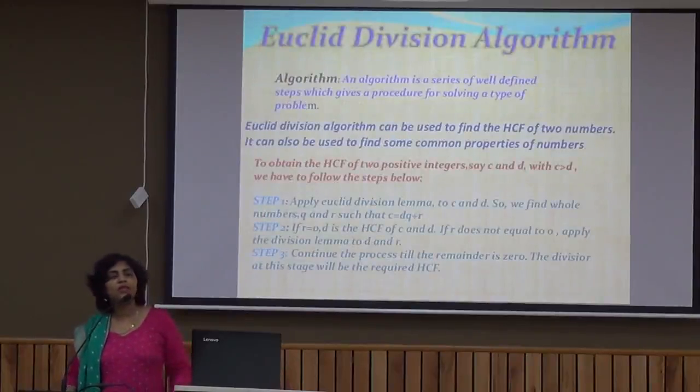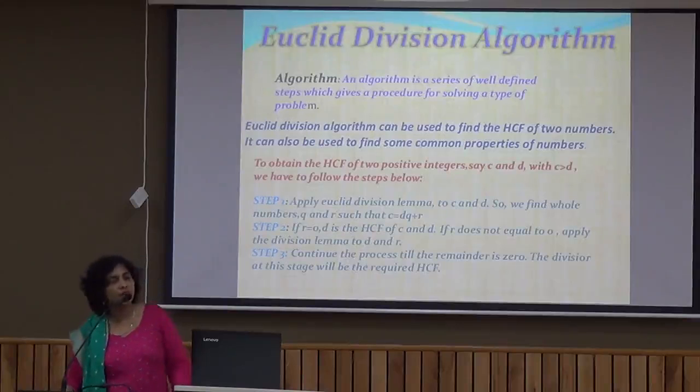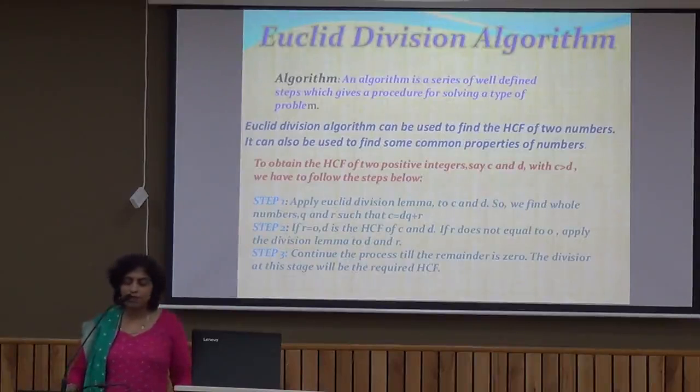Then comes our Euclid division algorithm. It is based on the lemma only and it tells you how to calculate the HCF of two numbers or more than two numbers with the help of our Euclid division lemma. What an algorithm actually is, is a series of well-defined steps which gives you a procedure to solve any type of problem. So here we are solving for HCF. So Euclid division algorithm is used to find the HCF of two numbers.